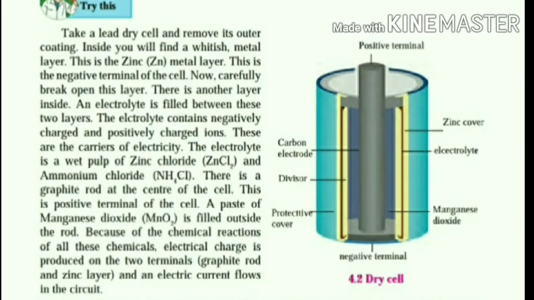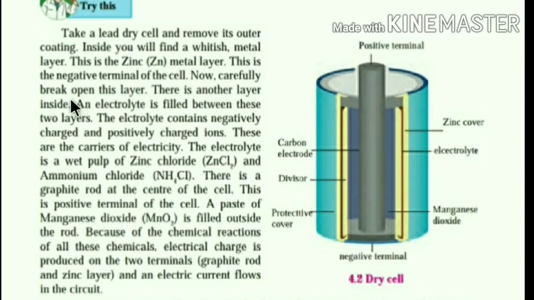Construction of dry cell. Take a dry cell and remove its outer coating. This is the outer coating, and remove it. Inside you will find a whitish metal layer. This is zinc, that is Zn metal layer. This is the zinc cover. This is the negative terminal of the cell.